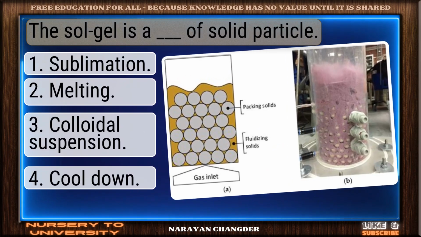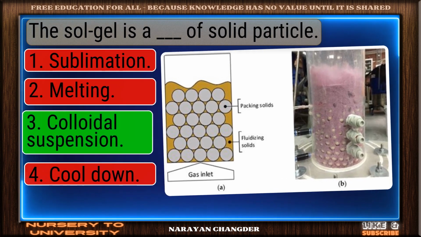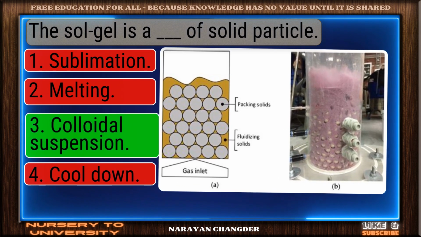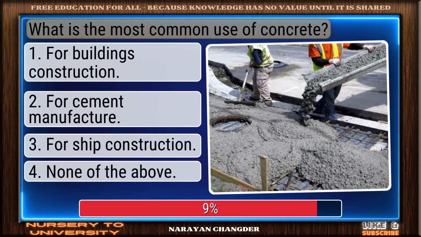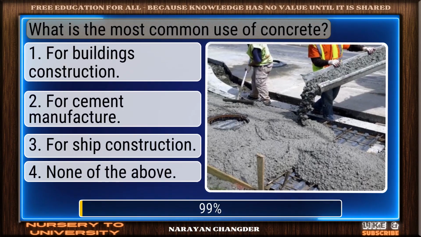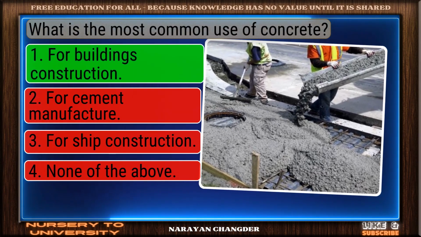The sol gel is a dash of solid particle. Great job. Colloidal suspension is the accurate answer. What is the most common use of concrete? Perfect. For buildings, construction is the correct choice.